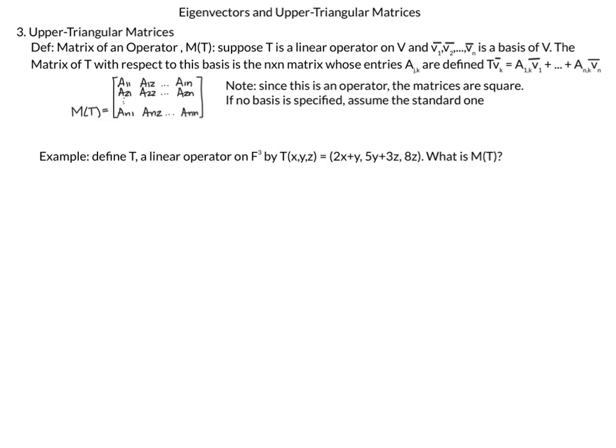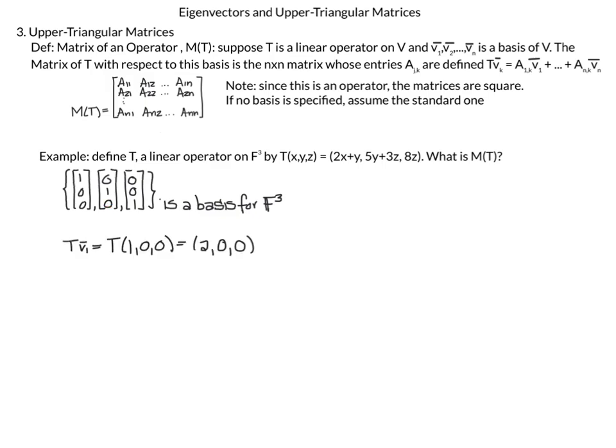We have this example: define T, a linear operator on F3, by T of (x, y, z) is equal to (2x plus y, 5y plus 3z, 8z). What is the matrix of T? Since no basis is specified, we're going to assume the standard basis. So that's e1, e2, e3, or the basis vectors (1, 0, 0), (0, 1, 0), and (0, 0, 1).